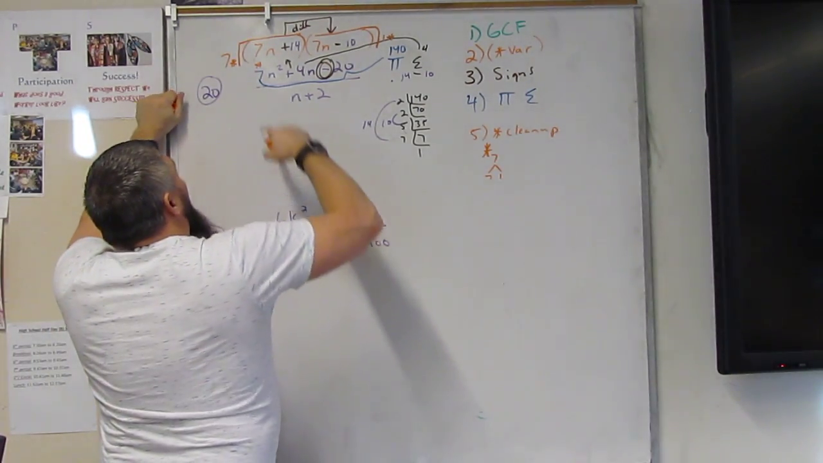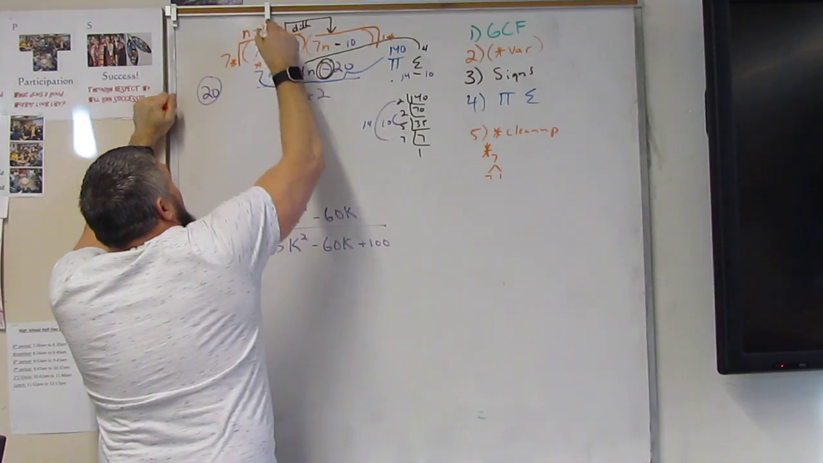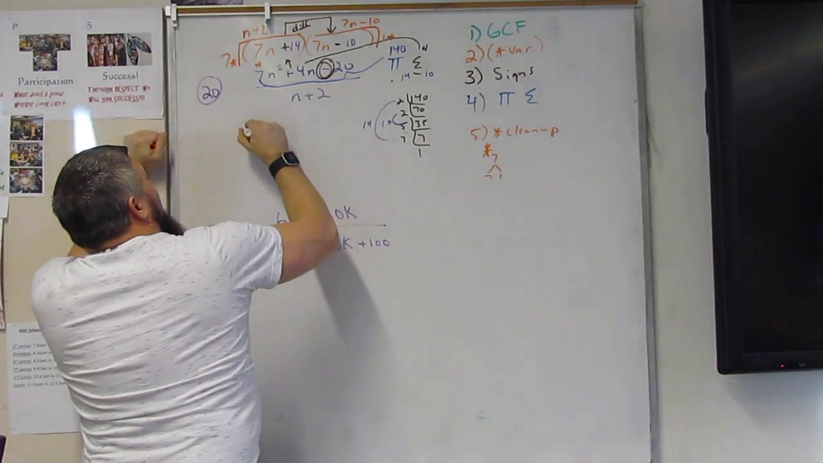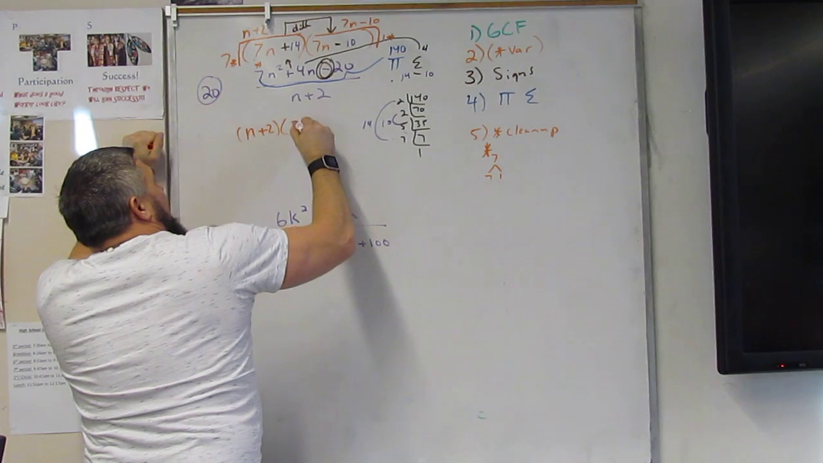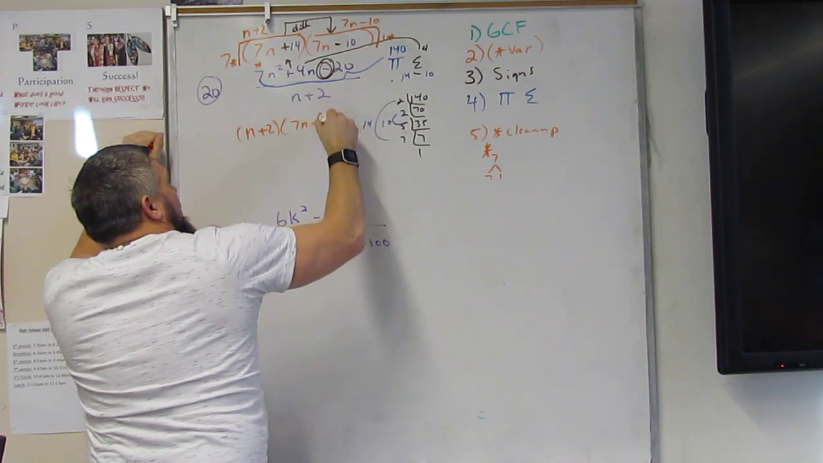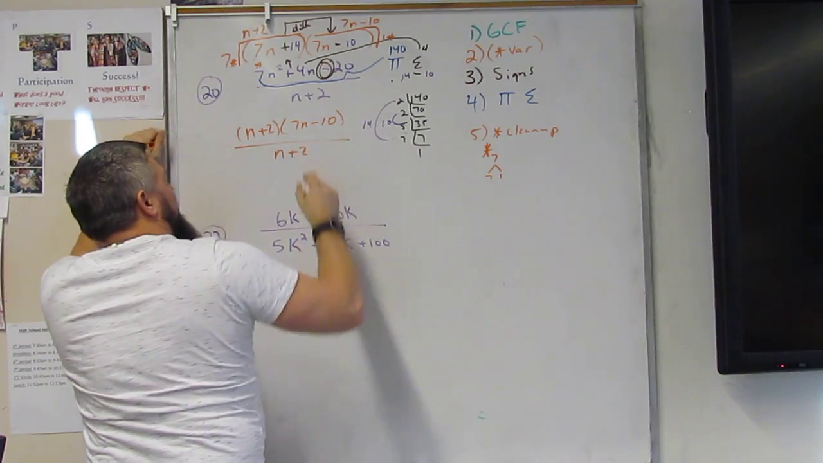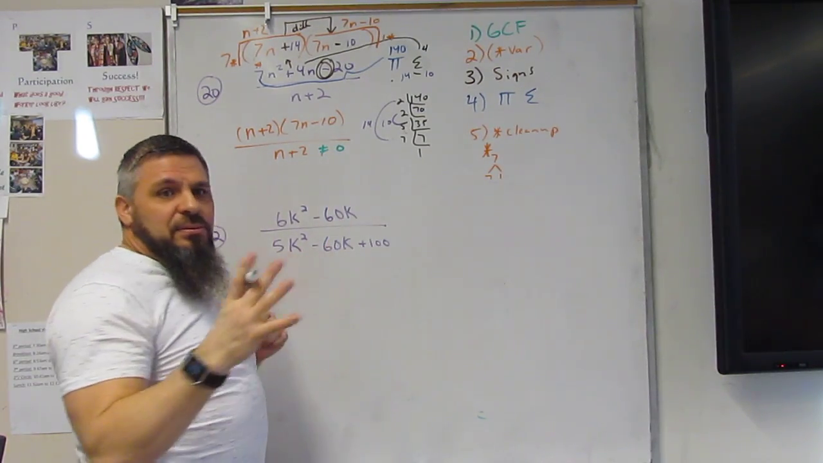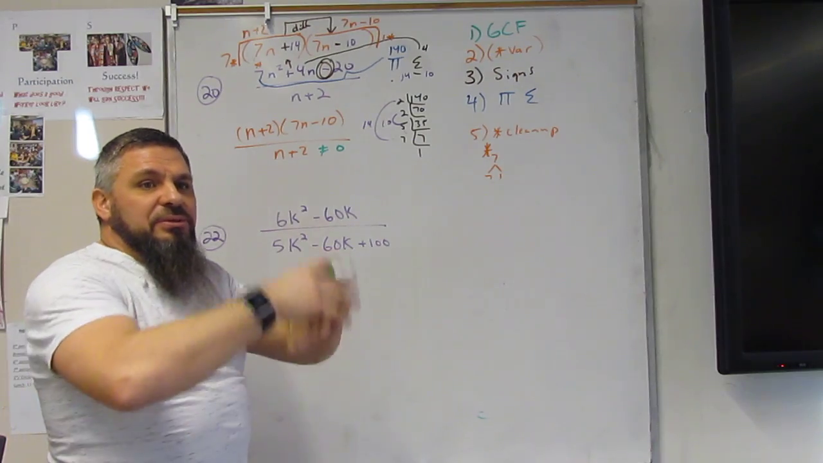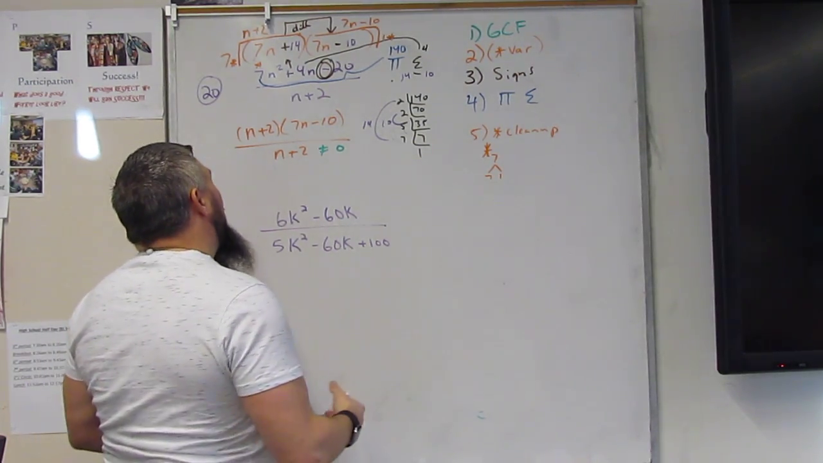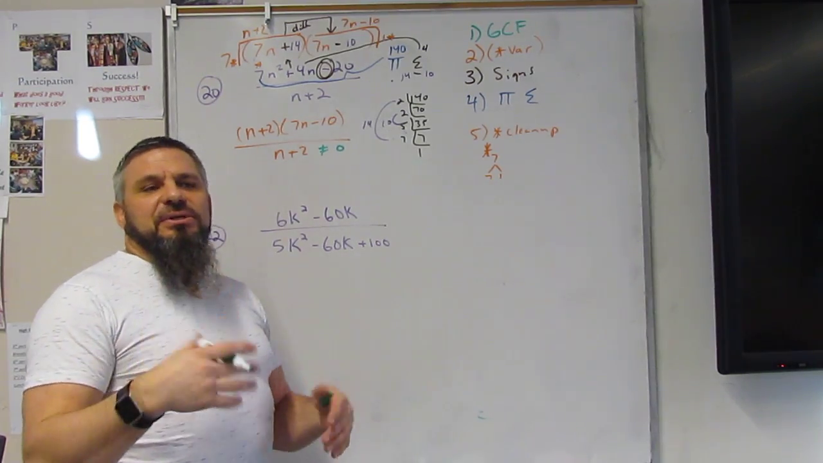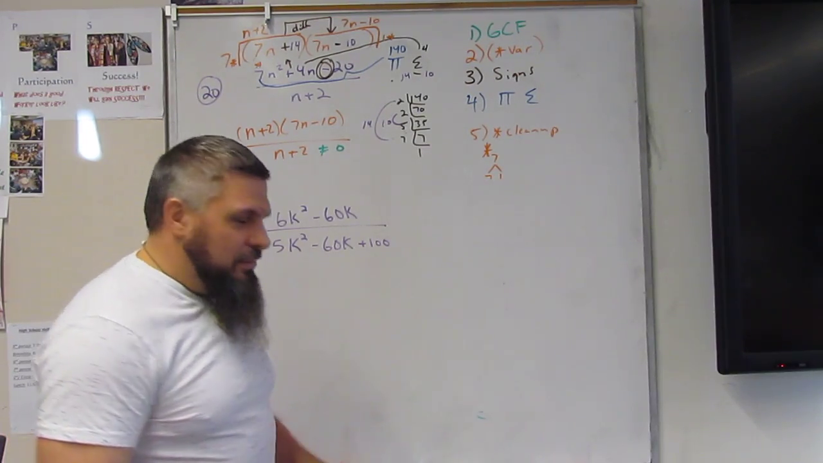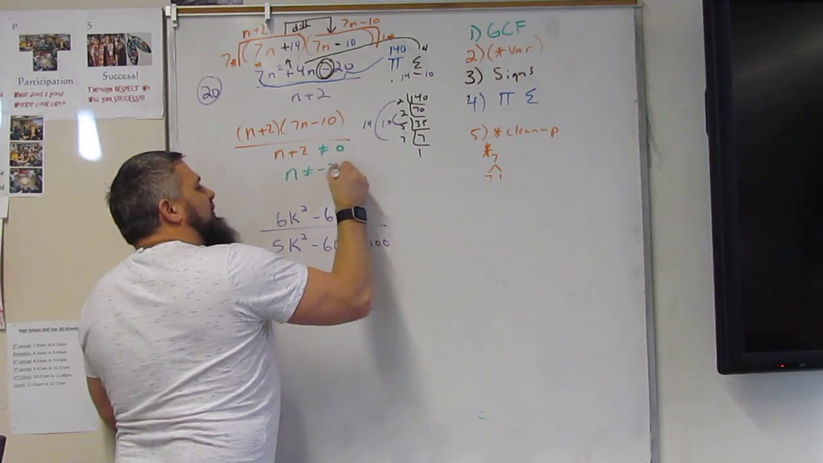Right? So what's left here is an n plus 2 and a 7n minus 10. So now I want to rewrite that. n plus 2 times 7n minus 10 all over n plus 2. Now, the bottom cannot be 0, right? Or it blows up. It doesn't work. So, what plus 2 is 0? Negative 2. Perfect. So n cannot be -2.